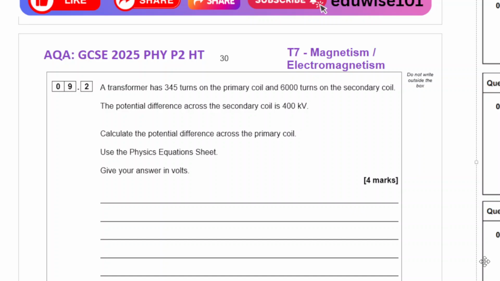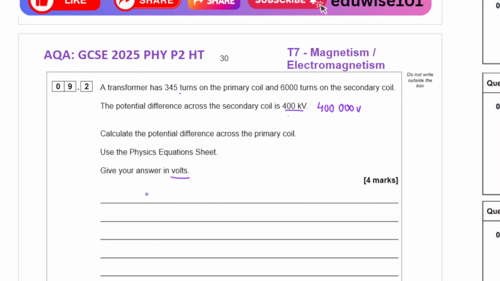A transformer has 345 turns on the primary coil, 6,000 turns on the secondary coil. The potential difference across the secondary coil is 400 kilovolts. Calculate the potential difference across the primary coil. Use the physics equation sheet. So let's convert this. You don't really have to, but because you'll get the answer in kilovolts, which you'll have to convert later, but they want the answer in volts. So this will be 400,000 volts.